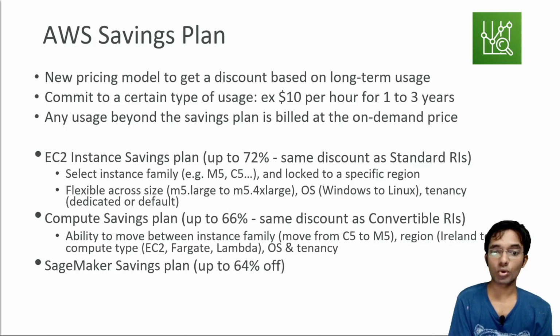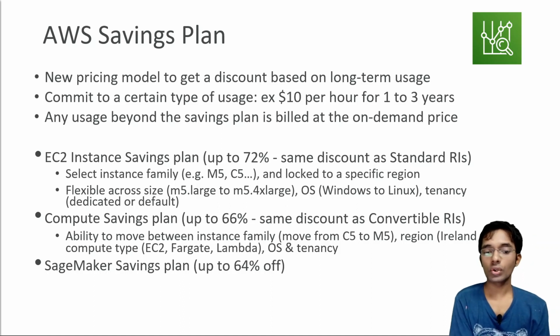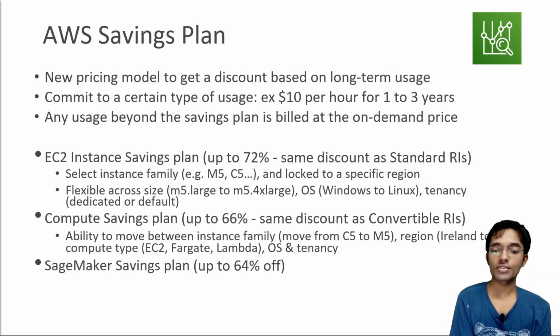Then you get a compute savings plan. So it's 66%, which is the same as the convertible reserved instances. And with these, you get the ability to move between the instance families. So you can have a C5 and then have an M5. You can move across regions. So you can go from Ireland to the US. So you can have different compute types. So it could be for EC2 instances, for Fargate, for Lambda, and you can change the OS, and you can change the tenancy. So they are the most flexible, obviously, which is why they are a little bit less intense in terms of savings. Okay, but they are great.